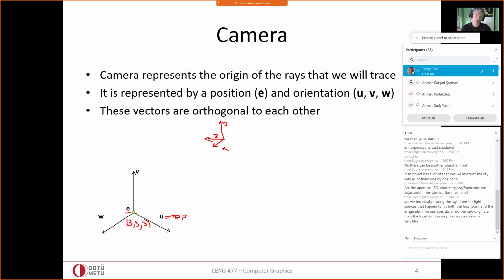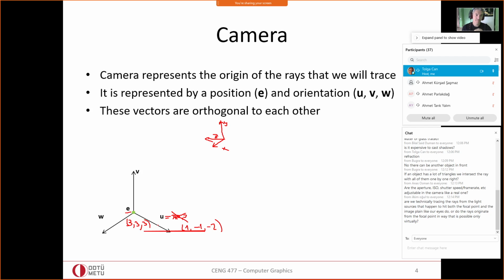But this 1, 0, 0 will be in the local coordinate system of the camera. In the world coordinate system, as you can see, this u is just a vector pointing at, it seems like, the x coordinates. It's maybe something like 1, -1, -2. u will be a vector like this, which will indicate the direction of the camera from left to right.